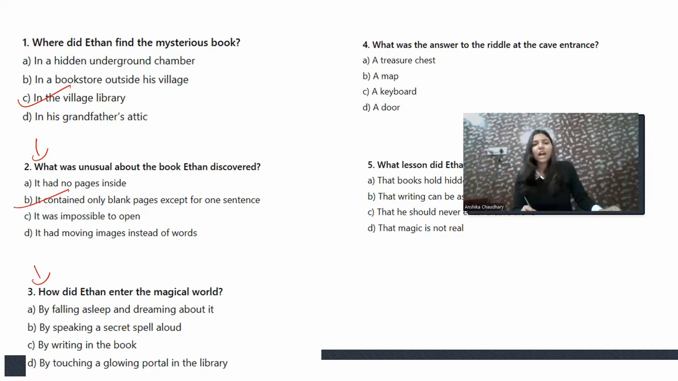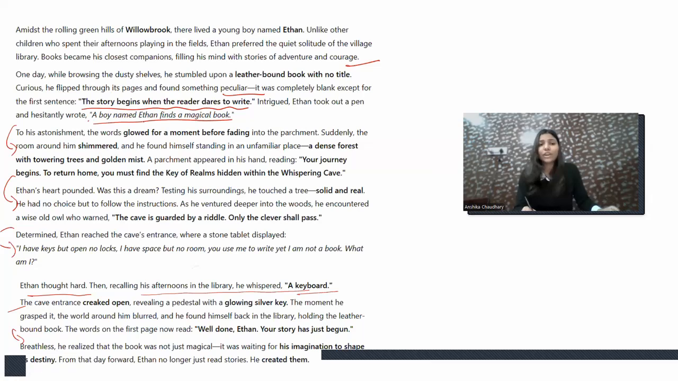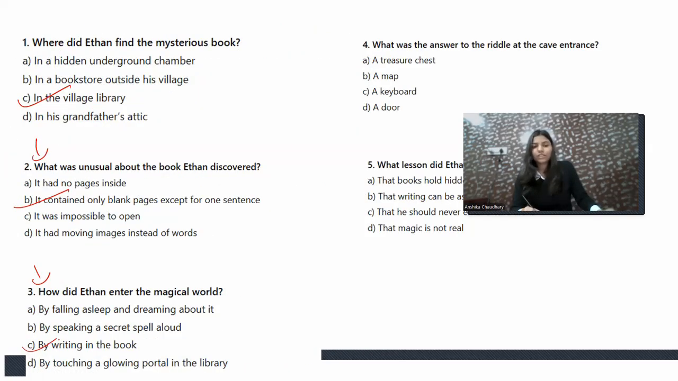The next is, how did Ethan enter the magical world? So he entered the world by writing something in that book, right? By writing something, because, and what did he write? A boy named Ethan finds a magical book. Then, to his astonishment, the world glowed for a moment before fading, and then he found himself standing in an unfamiliar place. We have read this line before, right? So we can mark the answer accordingly.